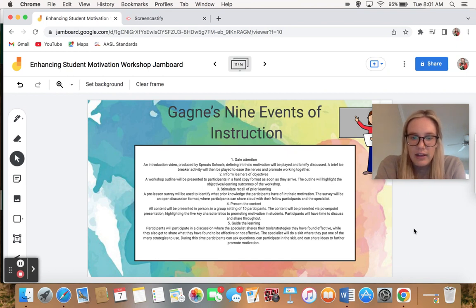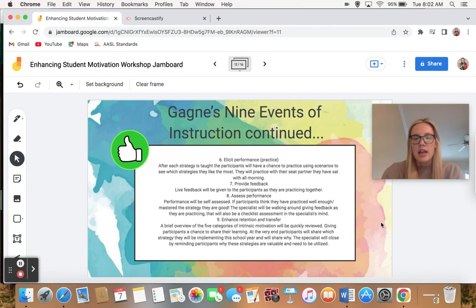Number 5, guide the learning. Student participants will participate in a discussion where the specialist shares the tools and strategies they have found effective, while they also get to share what they have found to be effective or not effective. The specialist will do scenarios where they put the strategies to use, and during this time they can ask questions, participate in the scenarios, and share ideas to further promote motivation.